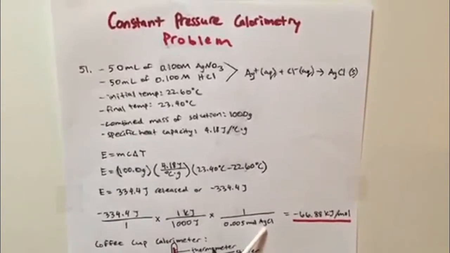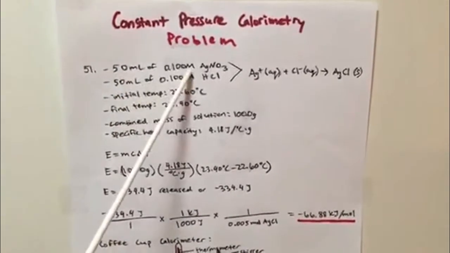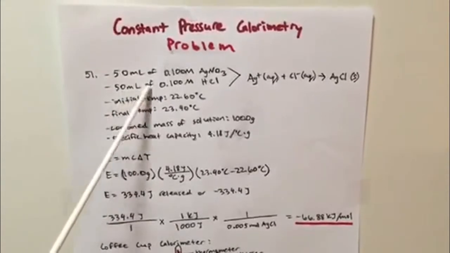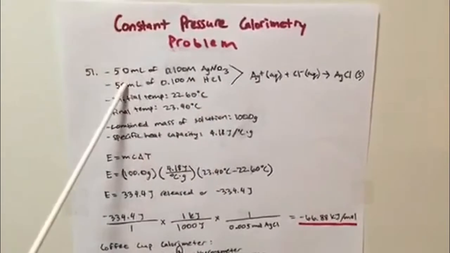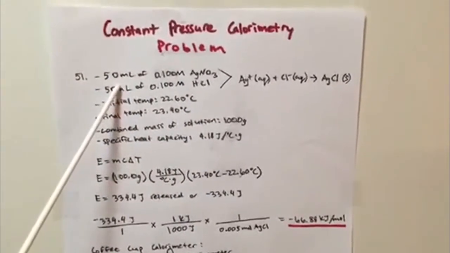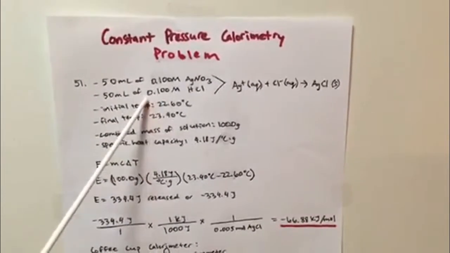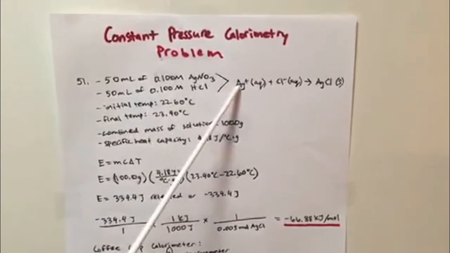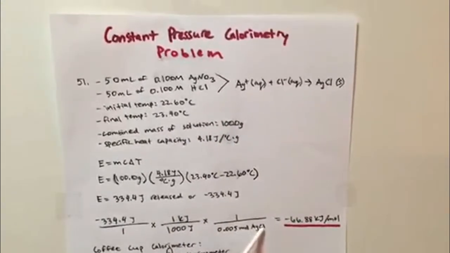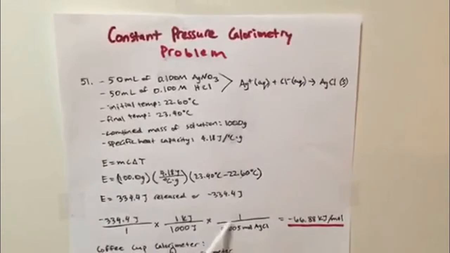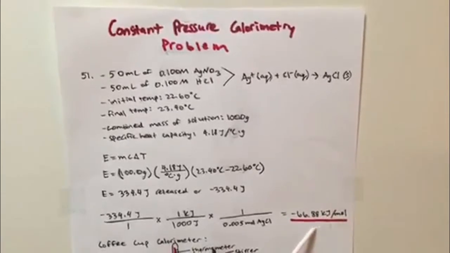To find moles of AgCl, it's a simple limiting reactant stoichiometry problem with the 50 milliliters of 0.1 molarity AgNO3 and 50 milliliters of 0.1 molarity HCl coming together, and from that we can find the moles, which would be 0.005 moles of each kind, meaning that you can use either one as the limiting reactant in this case. And then from there we see the mole-to-mole ratio, which is just 1:1. So in the end, it's 0.005 moles of AgCl being produced. And then from there, we multiply this all together and you get negative 66.88 kilojoules per mole as our answer.